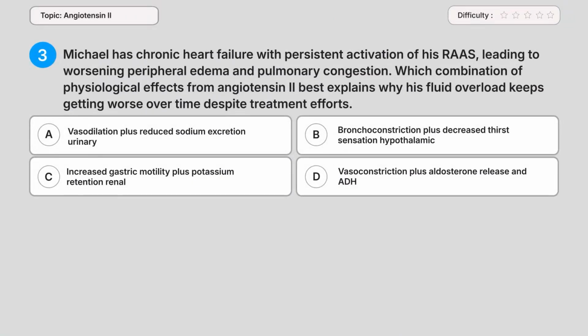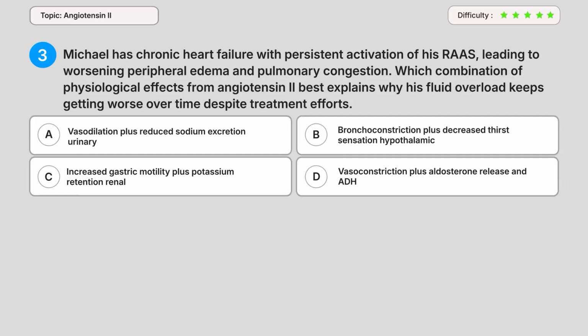Question 3. Michael has chronic heart failure with persistent activation of his RAS, leading to worsening peripheral edema and pulmonary congestion. Which combination of physiological effects from angiotensin II best explains why his fluid overload keeps getting worse over time despite treatment efforts? A. Vasodilation plus reduced sodium excretion, urinary.